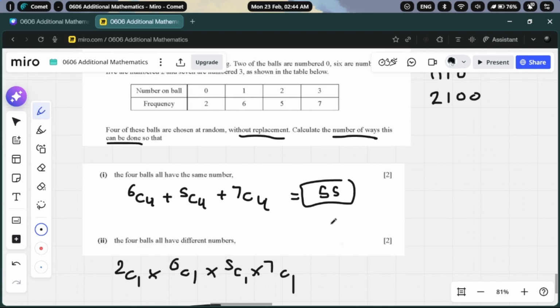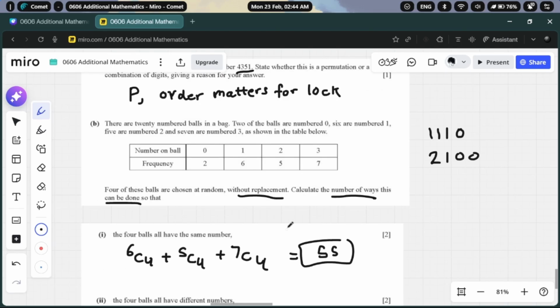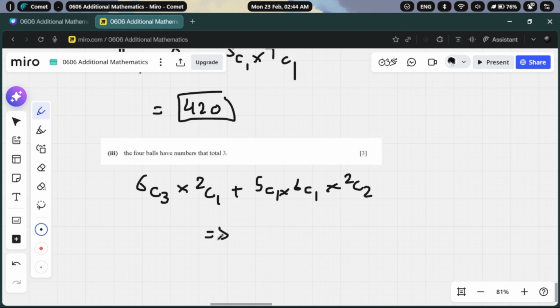Is there any other case? Wouldn't be any other case. These are the only two possible cases. So you'd add this up to give you 70.